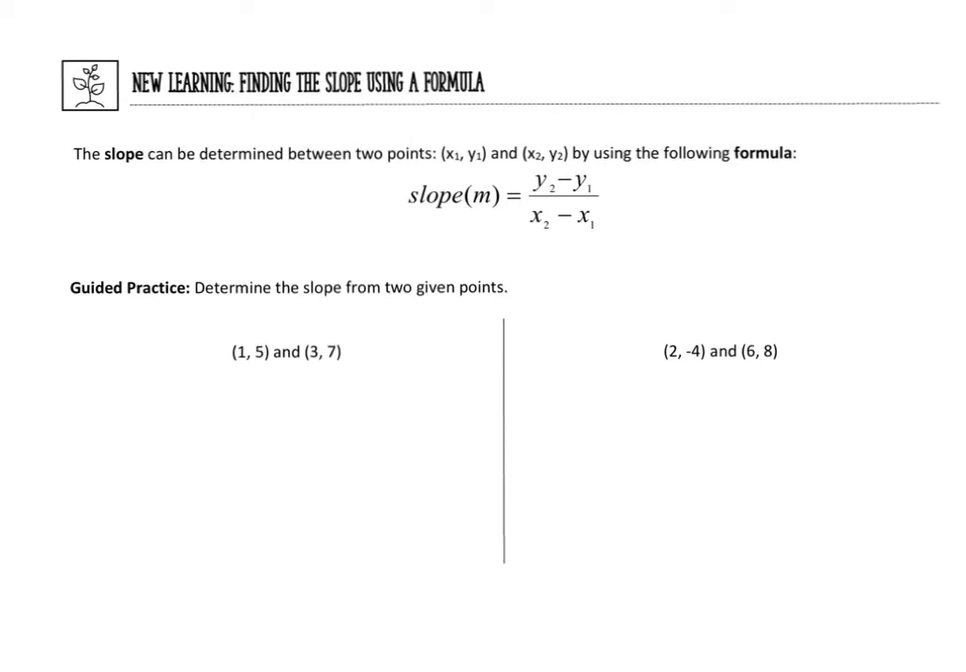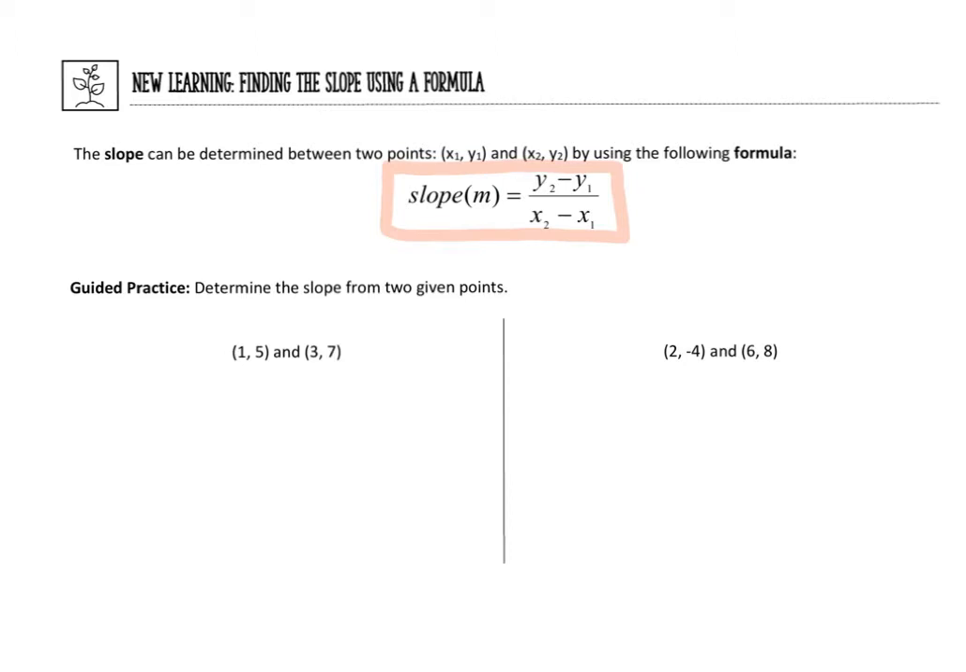We can find slope using a grid, or we can find slope using a formula. This formula will come in handy when you don't have a grid available to you, or when the numbers within your ordered pairs are big enough that you don't want to have to plot it on a grid. The formula for finding a slope is m equals y2 minus y1 over x2 minus x1.